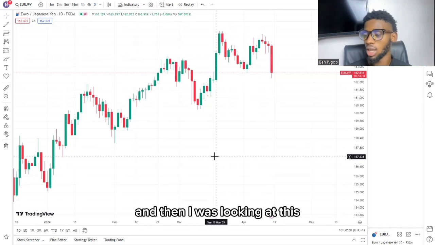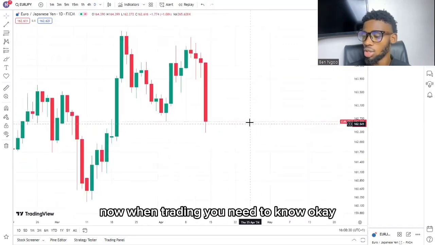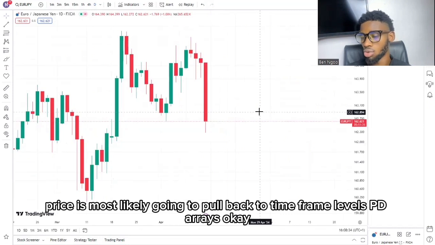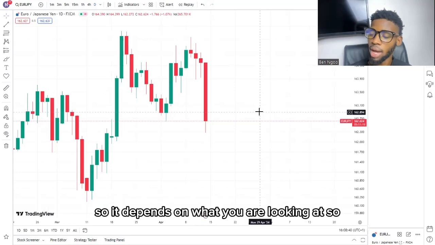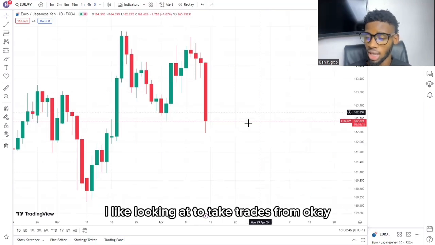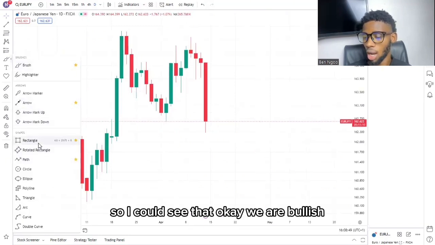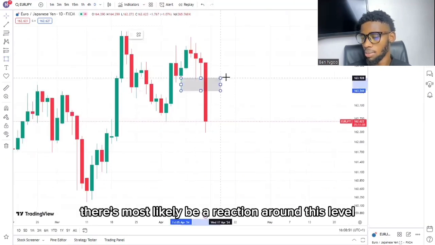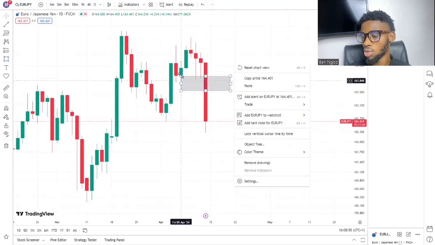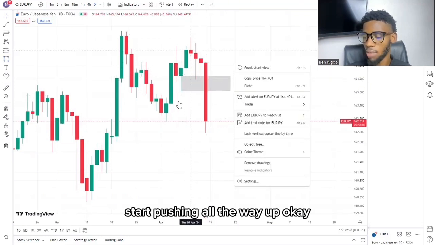And then I was looking at this. When trading, you need to know that price is bullish and most likely is going to pull back to higher time frame levels, PDRAs. It depends on what you are looking at. For me, I have specific levels I like looking at to take trades from. So I could see that we are bullish and there will most likely be a reaction around this level, because there's a reason why it's a turning point. There's a reason why price cut here and started pushing all the way up.